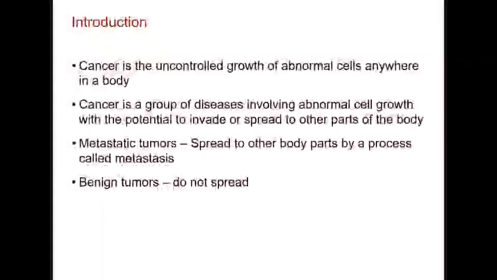Cancer is the uncontrolled growth of abnormal cells anywhere in the body, and this is a group of diseases involving abnormal cell growth with the potential to invade or spread to other parts of the body. There's an uncontrolled growth of cells in the body, and these abnormal cells can spread to other body parts, or they may remain localized at one particular site.